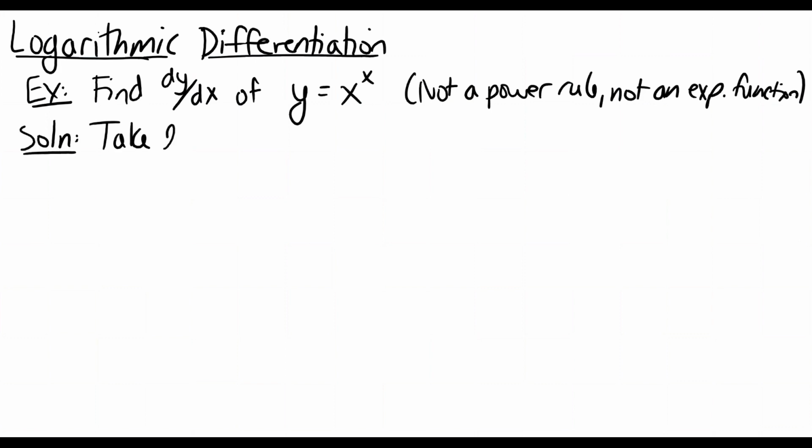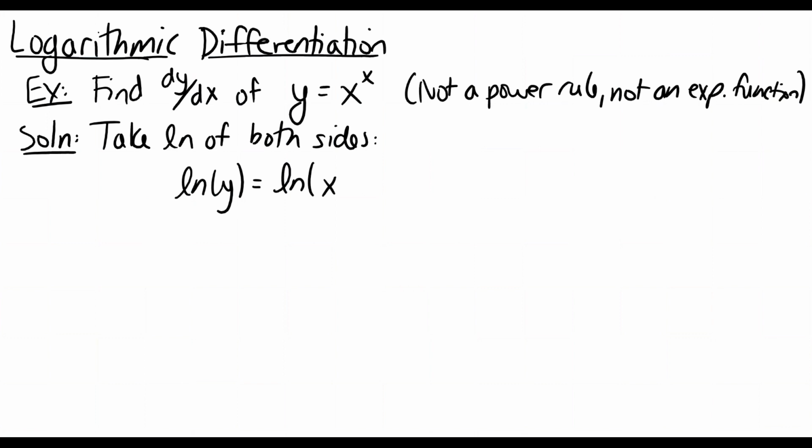So let's bring it down using natural log. I can do that as long as I apply the natural log to both sides. So we have that natural log of y equals natural log of x to the x, which by log rules is the same thing as x times natural log of x.